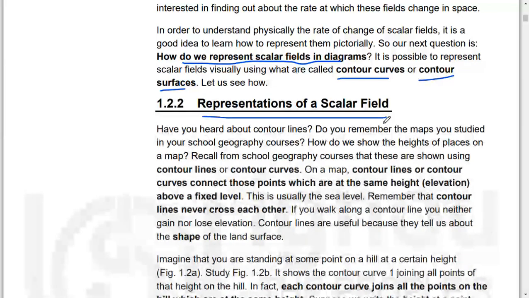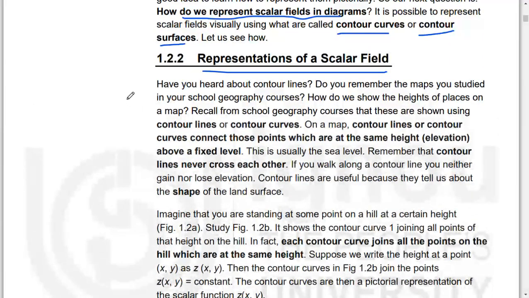Representations of scalar fields. Have you heard about contour lines? Do you remember the maps you studied in your school geography courses? How do we show the heights of places on a map? Recall from school geography courses that this is shown using contour lines or contour curves. On a map, contour lines connect points which are at the same height, meaning elevation above a fixed level. This is usually the sea level.